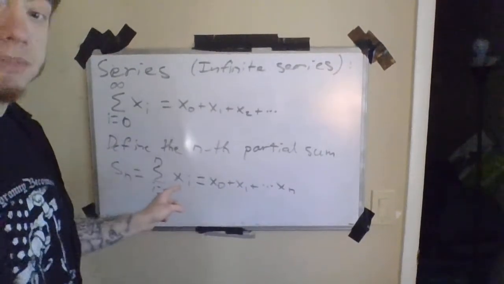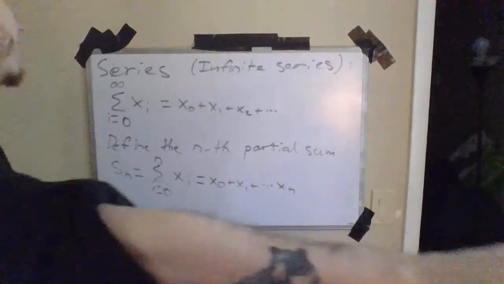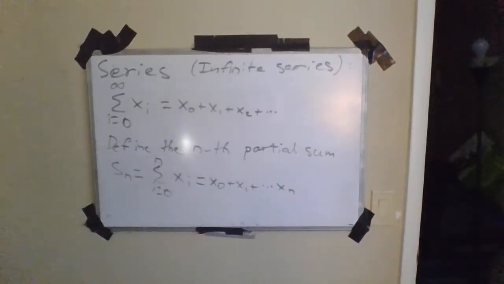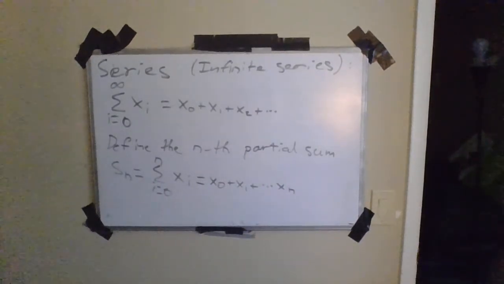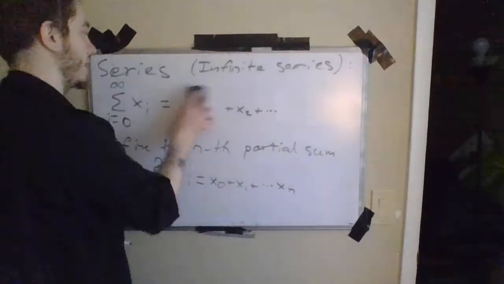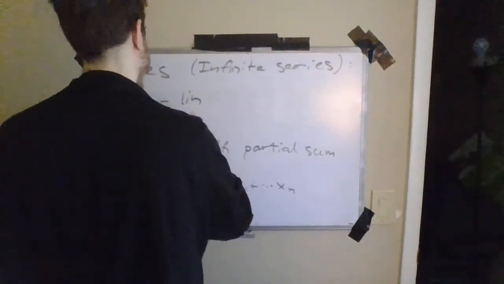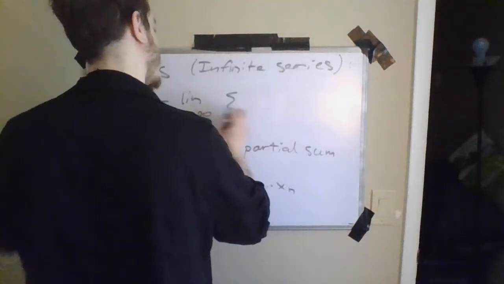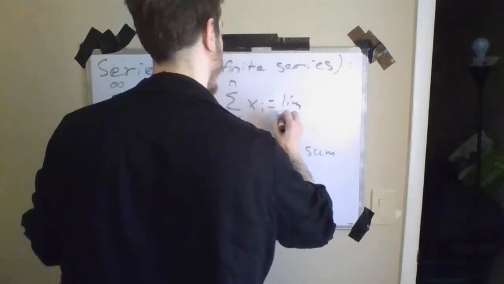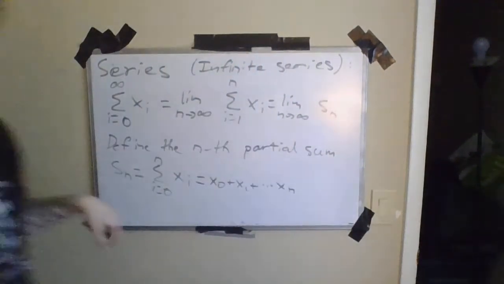So the partial sums, these are perfectly well defined. And then what we're going to do is define the outcome of this series to be equal to the limit as n approaches infinity of the sum from i equals 1 up to n of these xi, which is actually the limit as n goes to infinity of these partial sums Sn that we defined down here.